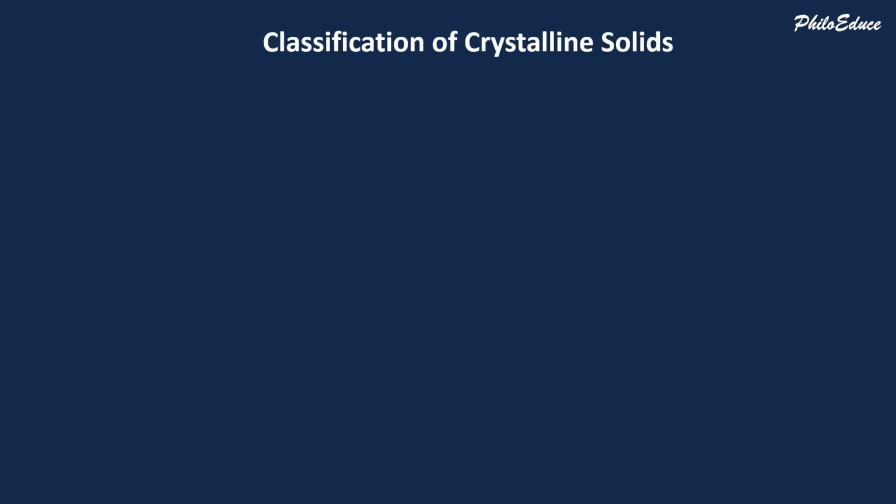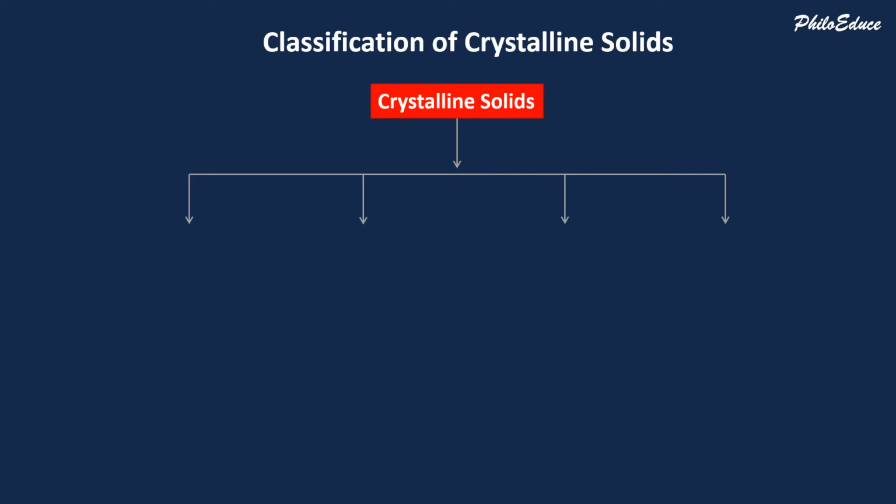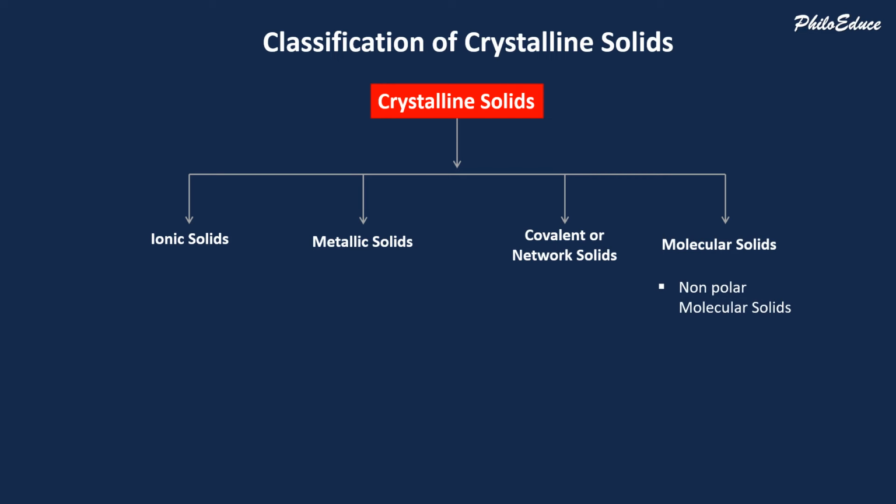Then we can move on to the classification of crystalline solids. We will stop the study of amorphous solids here and concentrate more on crystalline solids. We can classify crystalline solids on the basis of the particles present in them into 4 categories. First one is ionic solids, then metallic solids, covalent or network solids, and molecular solids. Molecular solids are then divided into 3: non-polar molecular solids, polar molecular solids, and hydrogen bonded molecular solids.